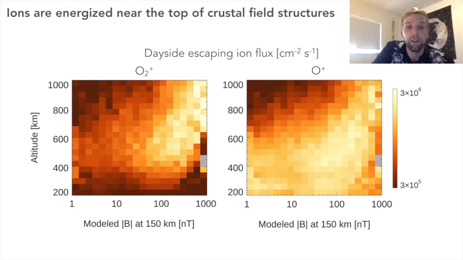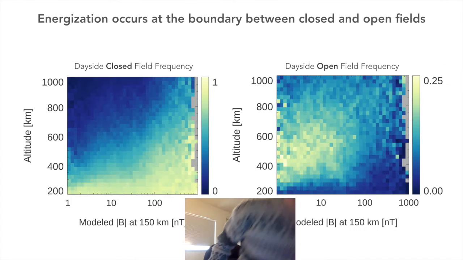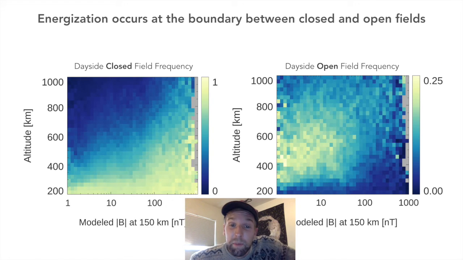We can also see that across magnetic field strength, there is a variation in where this energization is occurring. Notably, in this O2+ panel, we can see that as you move to the highest crustal field strengths, the altitude at which these particles are being energized seems to get higher and higher. Our interpretation here would be that these particles are getting energized at the tops of crustal field structures through some form of interaction with the solar wind. This might be some kind of wave heating or magnetic pumping, but I don't dive into the specifics of the mechanism here.